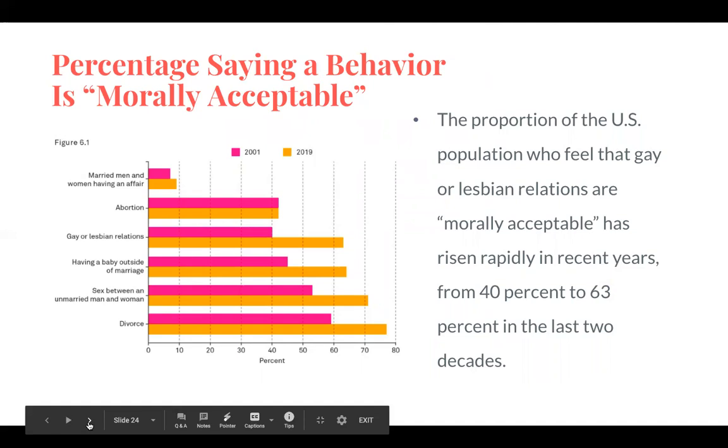The people who thought it was morally acceptable in 2001 are probably the same people who feel that way in 2019. But pretty much every other behavior, even things like infidelity, there has been an increase in the number of people who say, hey, that's acceptable. And in terms of difference, maybe the greatest shift in opinion has been in regards to same-sex intimacy.